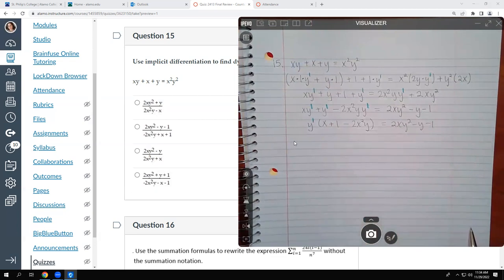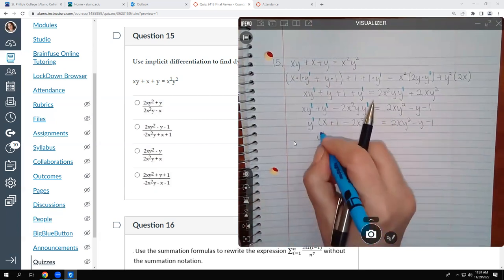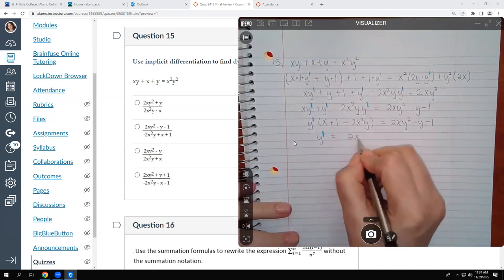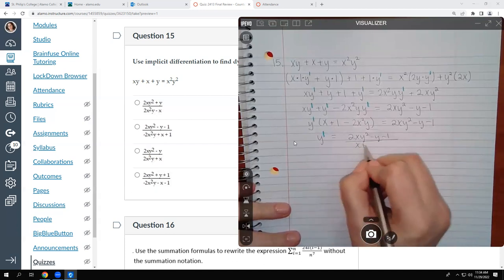I think we're almost there. Yeah, it looks like there's some sign situation. Oh no, I think we'll be fine. So then y prime by itself will equal this over this.